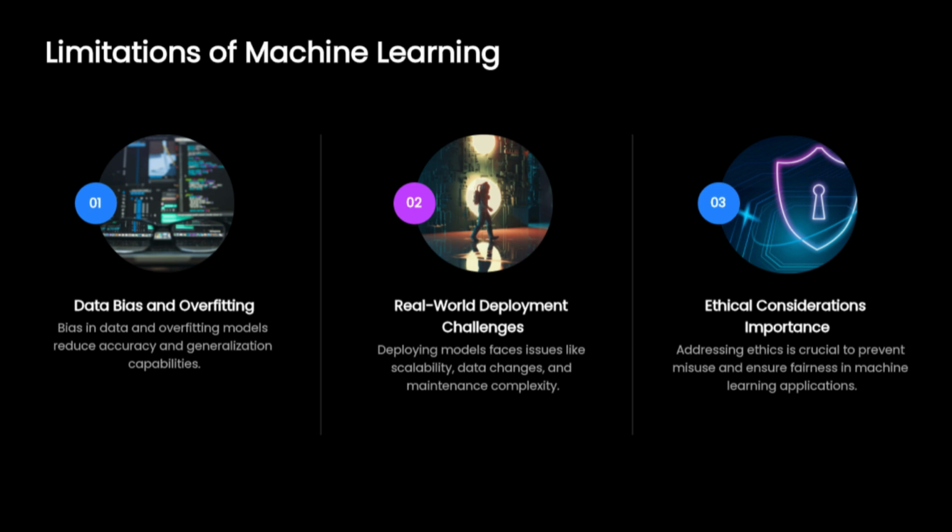Finally, ethical considerations play a crucial role in machine learning. Issues such as privacy, fairness, transparency, and accountability must be addressed to prevent misuse and build trustworthy AI systems. Understanding these limitations is essential to develop responsible, reliable, and effective machine learning solutions.